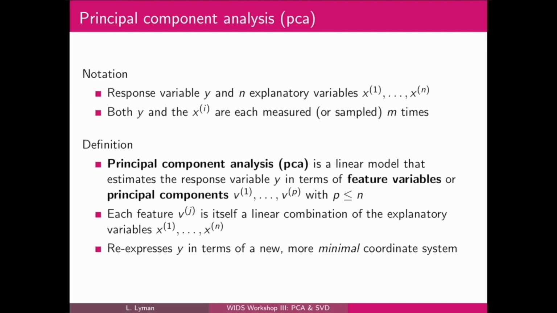Each feature, Vj here, is itself a linear combination of the original n explanatory variables, x1 through xn, that were all measured. Though the key here is that we want p to actually be less than n. That is the dimension reduction part. We can think of this as a change of coordinates that re-expresses information in terms of a new, more minimal coordinate basis system.